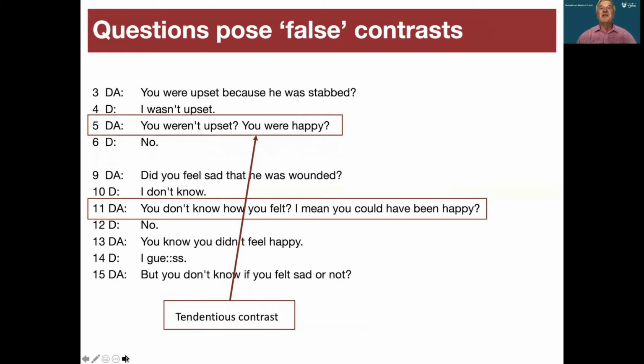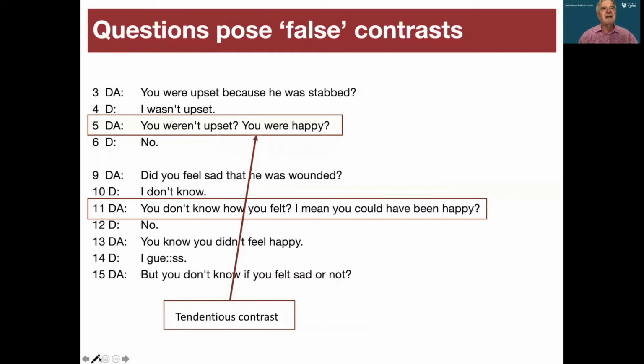If you're not upset, you could have been happy that he was stabbed. That's plainly not the case. That's not what she's trying to say. But they are not, of course, trying to discover what she's trying to say. He's trying to counterpose. If you weren't upset, you must have been happy. No, of course she's going to deny that.